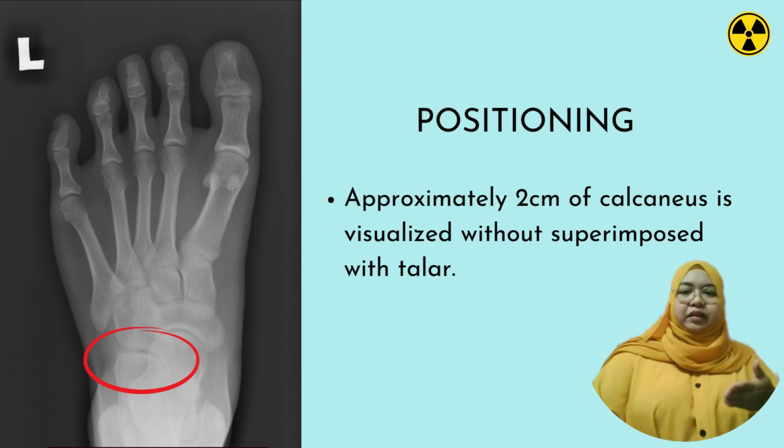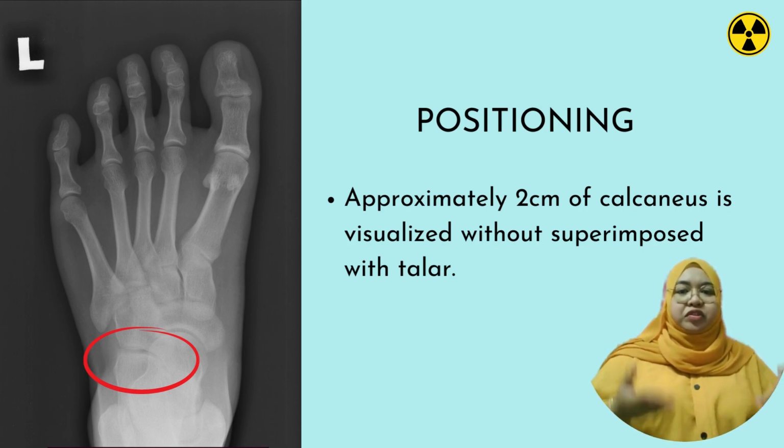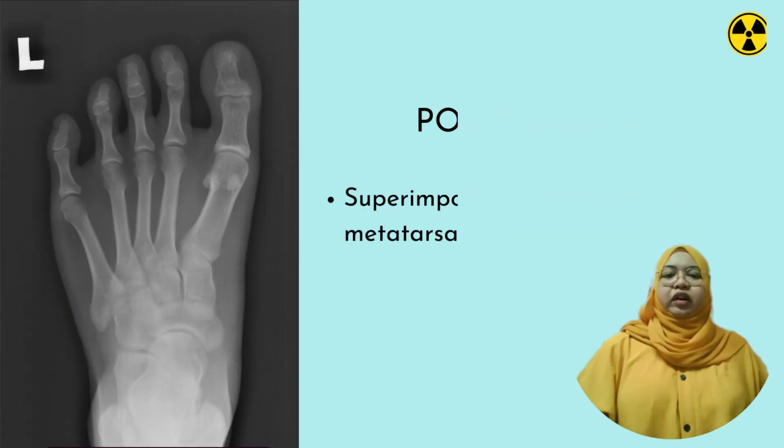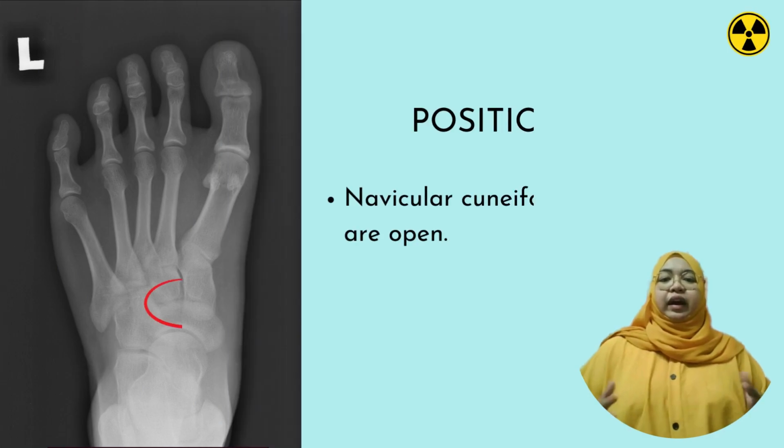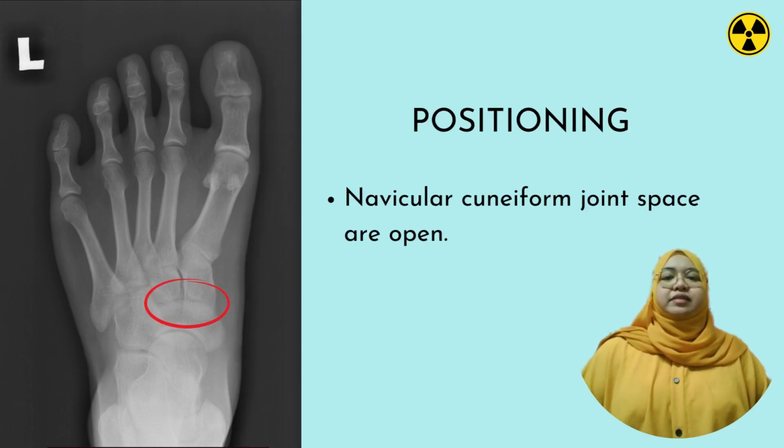Then, from this radiograph, we know that approximately 2 cm of calcaneus is visualized without superimposition with the talus. From this radiograph, I already marked with the red circle, so you can see the superimposition of the second to fifth metatarsal base. And from this radiograph, you can see that the navicular cuneiform joint space is open.